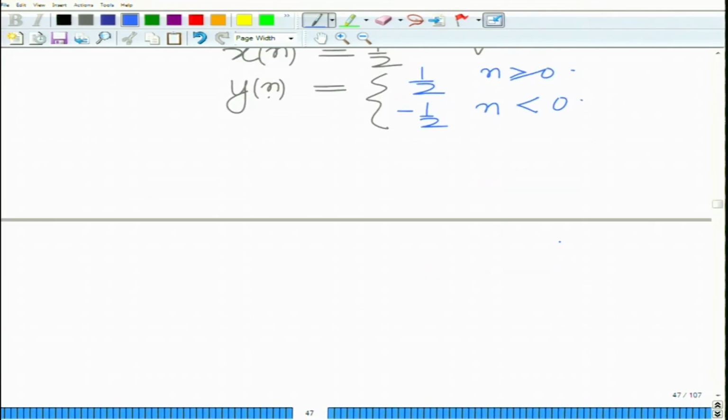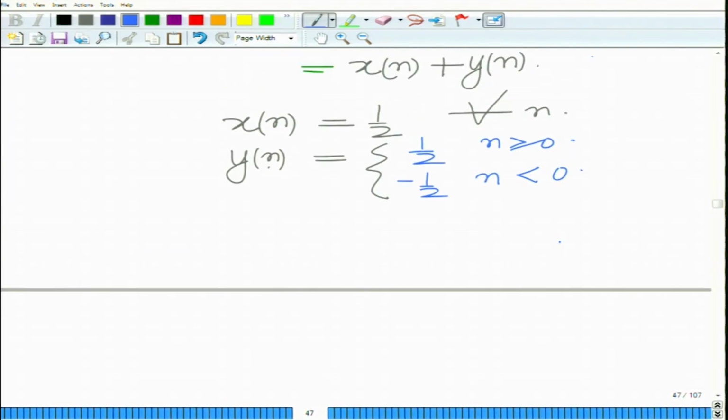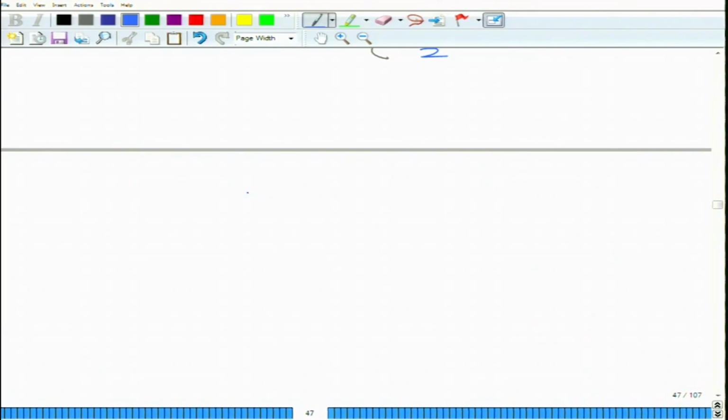Okay. So, I can write it as x of n plus y of n, where x of n is half for all time samples n and y of n is half for n greater than or equal to 0 and minus half for n less than 0. Okay. Now, if you look at the DTFT of x of n equals half for all n, this is basically X of omega equals half.